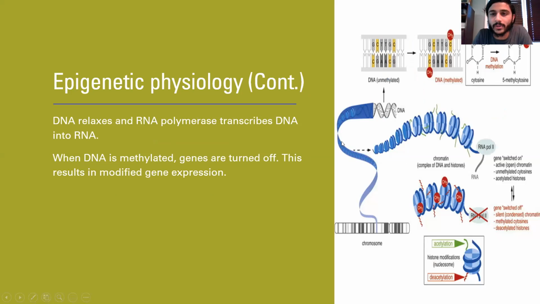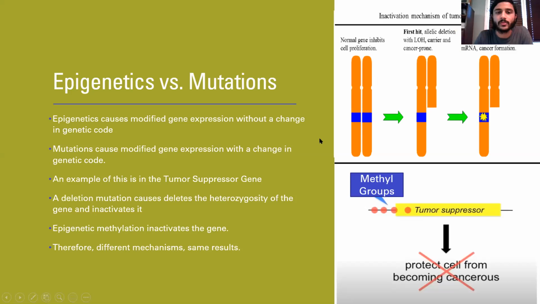So this is a little more detailed. Over here, we see the chromatin that's acetylated, and it's a little bit relaxed. Over here, we see the chromatin that's methylated, and the RNA polymerase can't work as well, so the gene is switched off. Now, when the gene is switched off, that should remind us of the mutations we studied this semester. An example is the deletion mutation of a tumor suppressor gene. So when there's a deletion mutation on a normal tumor suppressor gene, it loses its heterozygosity and it becomes ineffective.